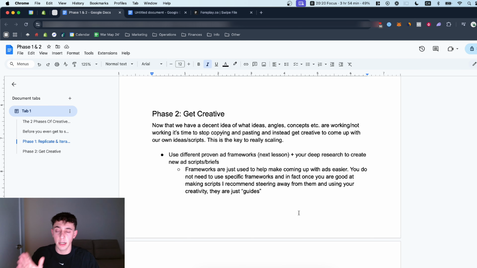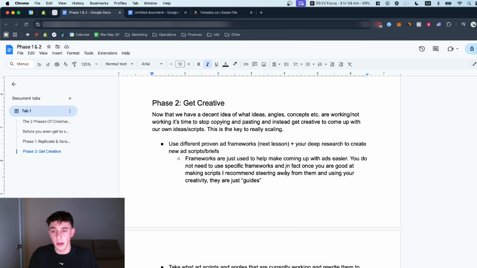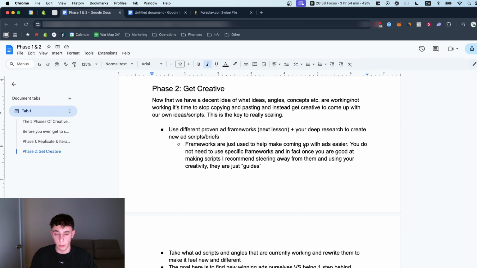So that's where we get on to phase 2, which is get creative. Now that we have a decent idea of what ideas, angles, concepts, etc. are working and not working, because we tested all these things in phase 1, it's time to stop copy and pasting and instead get creative to come up with our own ideas and scripts, right? This is the key to really scaling here. So what we want to do is use different proven ad frameworks plus your deep research to create new ad scripts and briefs. The frameworks are just used to help make coming up with ads easier.